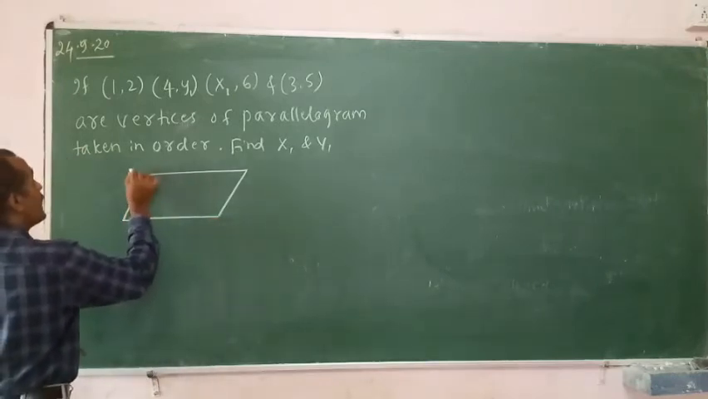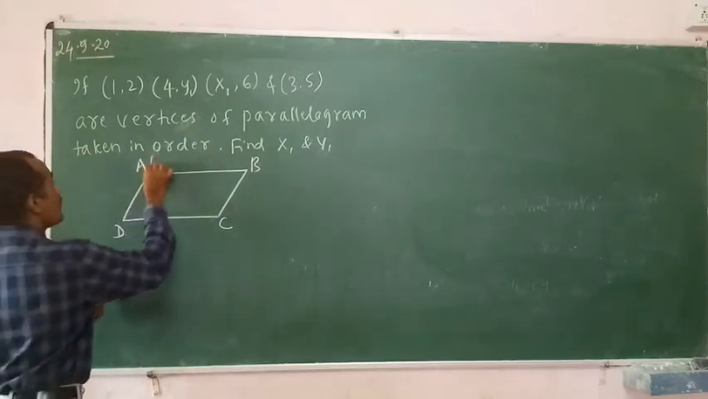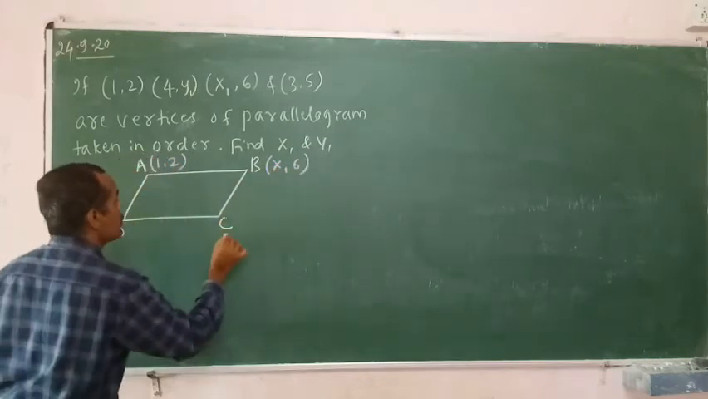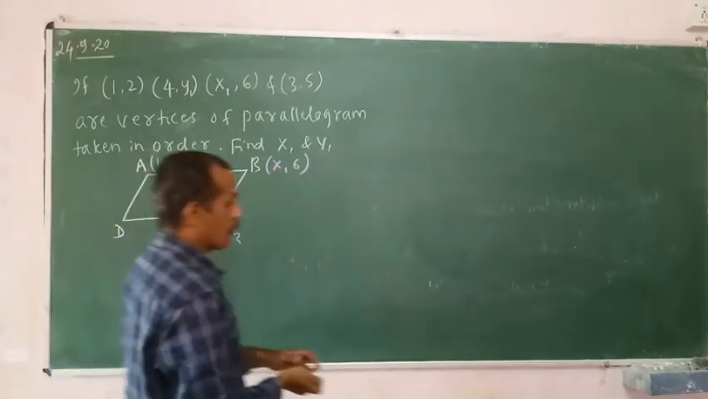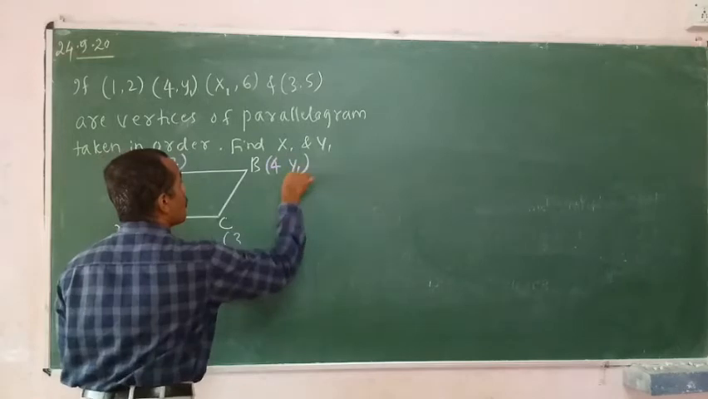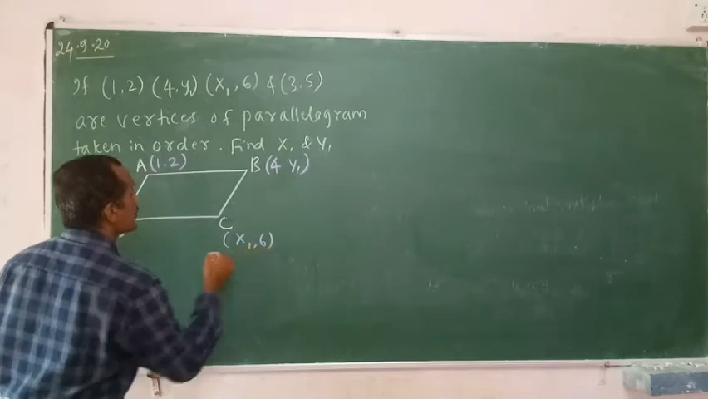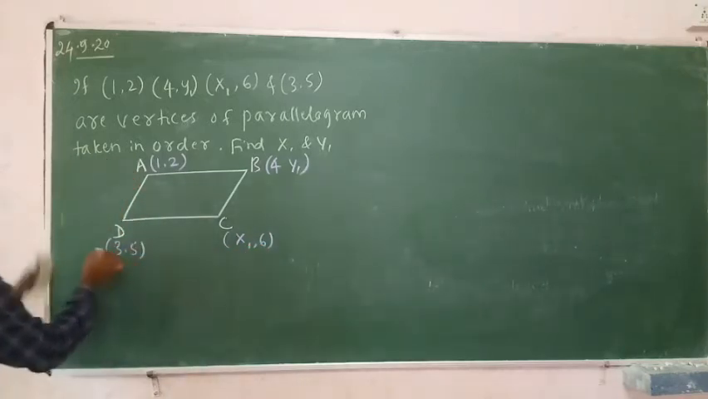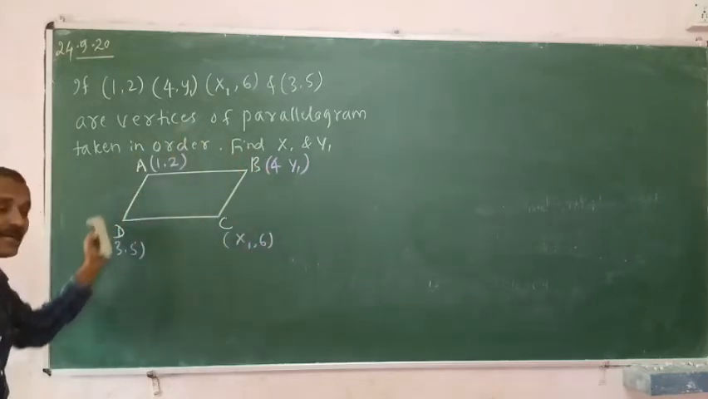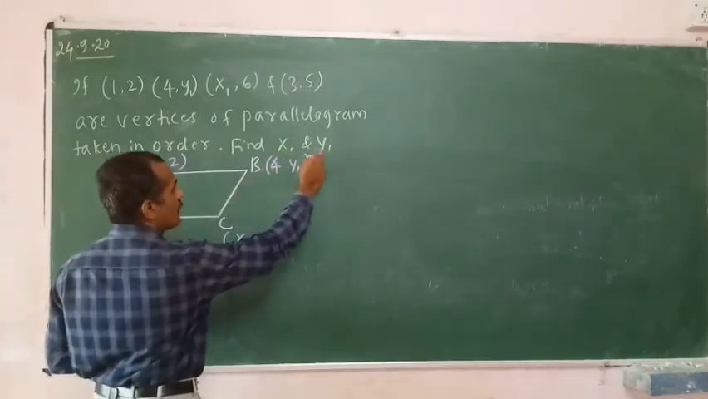See here. I can call it as A, B, C and D, whose coordinates are 1 and 2. This is x1 and 6. This is 4 and y1, I'm sorry, the second one is 4 and y1. This is x1 and 6. At last it is 3 and 5 taken in order. You have to take in a clockwise direction or in the anti-clockwise direction. They ask, find x1 and y1.